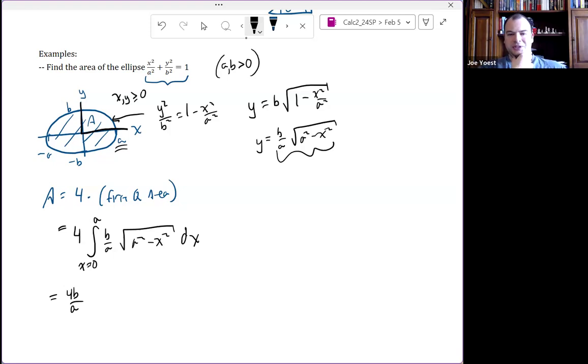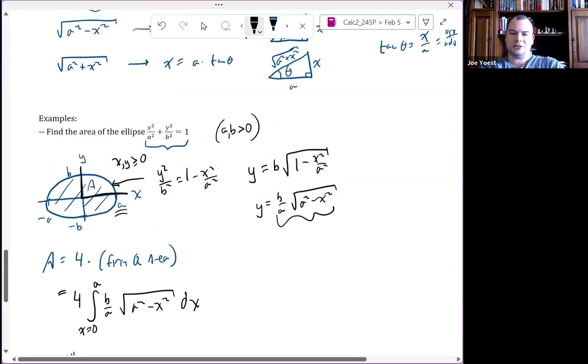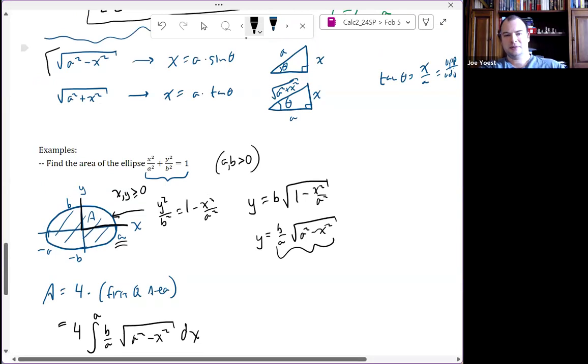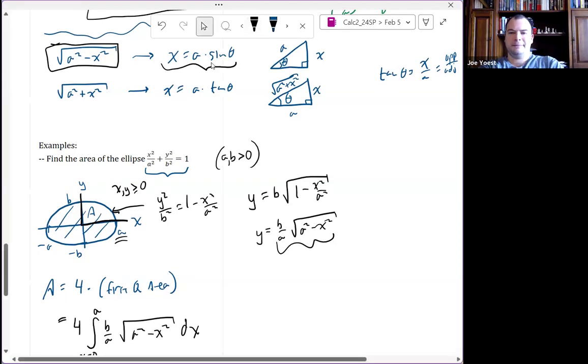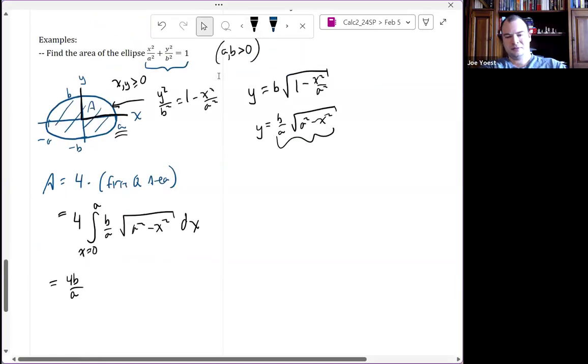Now, what do I want to do here? I see this pattern, root a squared minus x squared. And I saw what worked for that before was using x equals a sine theta. As an aside, if you wanted to use x equals a times cosine theta, that would work too. You just have some extra negatives to deal with. There's nothing inherently wrong with choosing cosine instead of sine. It's just that then dx has a negative, and it's easy to mess up that negative. So we use the sine option.